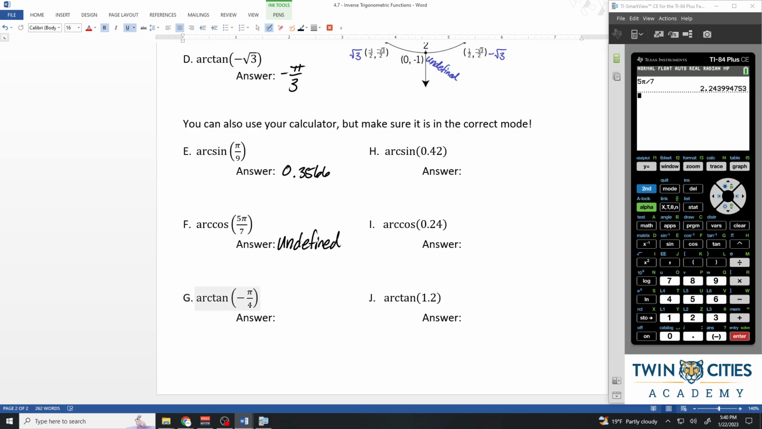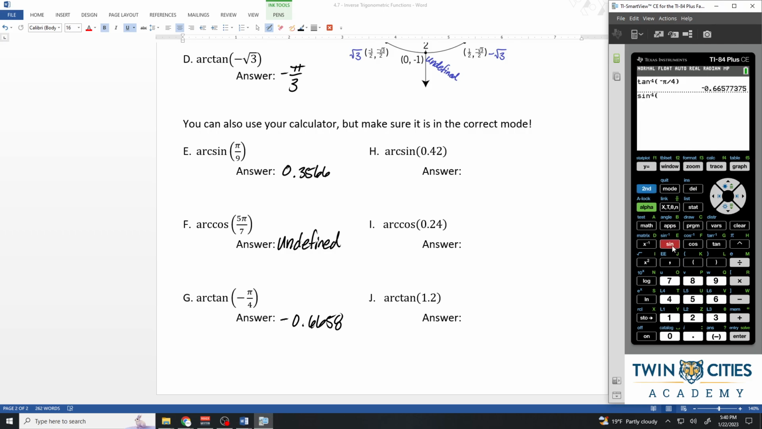Well, let's continue. Arctangent. Second, tangent to get tan inverse or arctangent, and then negative pi over 4. This is negative 0.6658. Okay, next one, arcsine of 0.42.